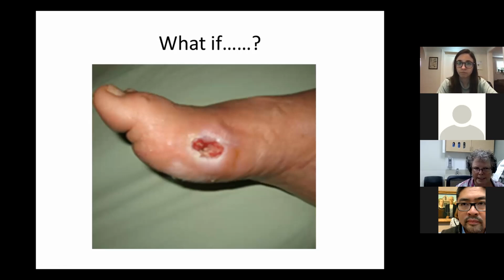This is somebody who's insensate. And I'm going to give you one little clinical hint. If you look at this digit, it looks a little fat through here to me.